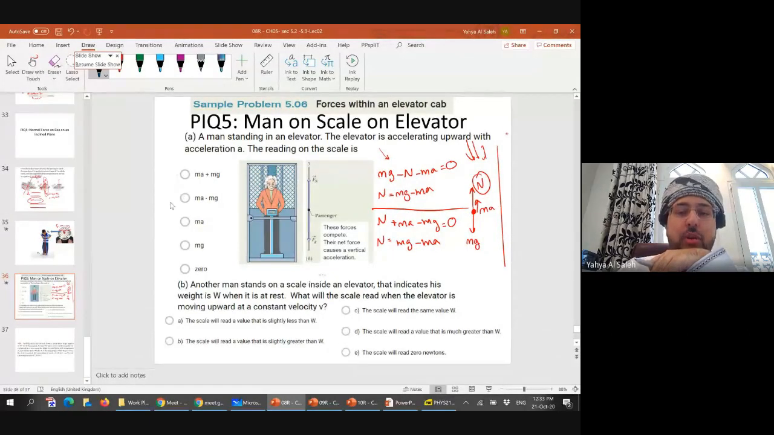N is not friction. We haven't spoken about friction yet. This is the normal force. This is not friction force. We haven't spoken about friction at all.